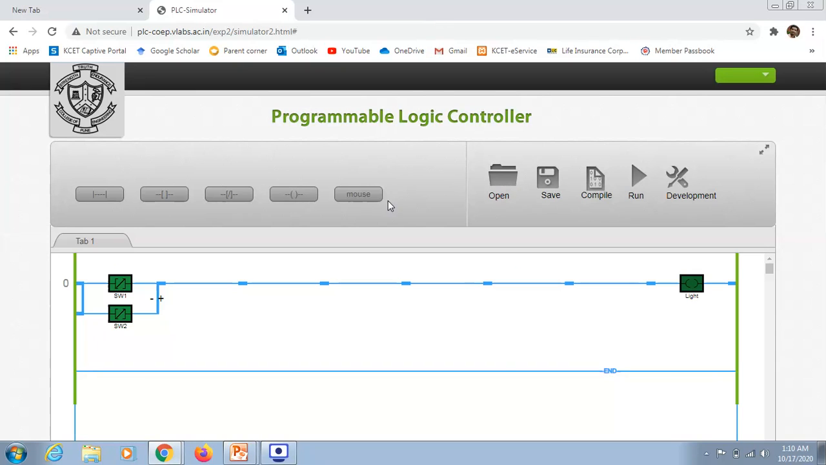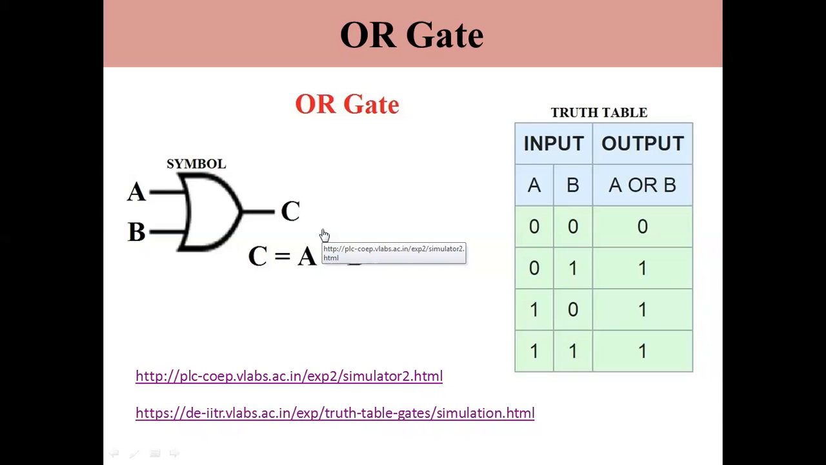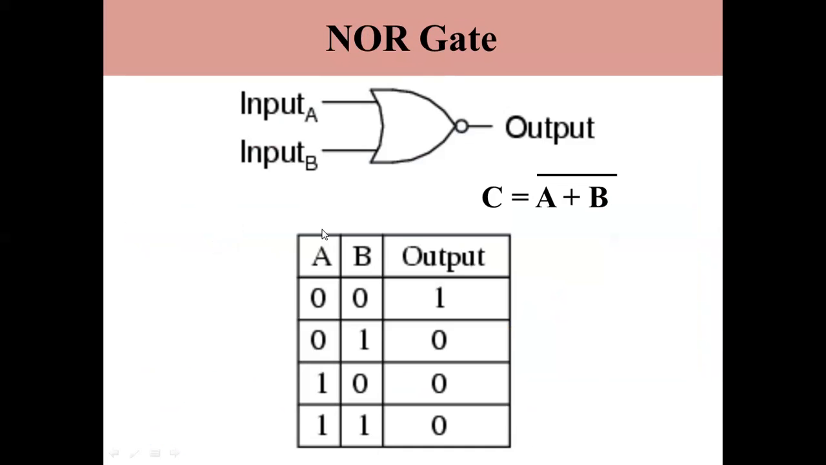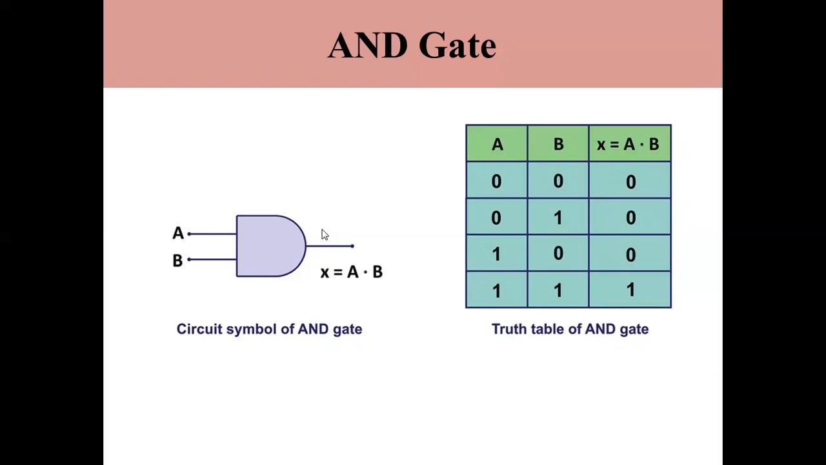Now I am going to perform the AND gate. The AND gate is nothing but basic multiplication. So 0 into 0 is 0, 0 into 1 is 0, 1 into 0 is 0, and 1 into 1 is 1. Which means both inputs must be high, and only then can we get the output as a high value.